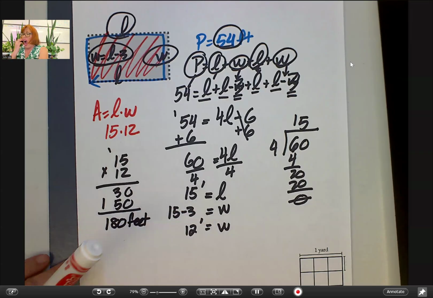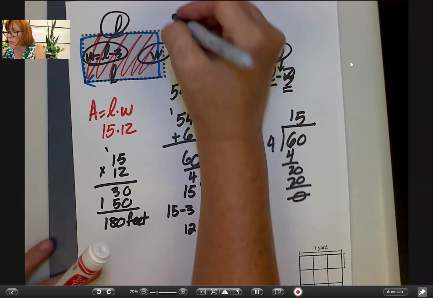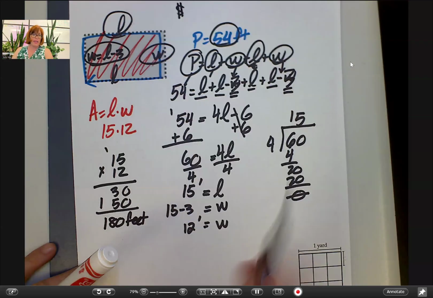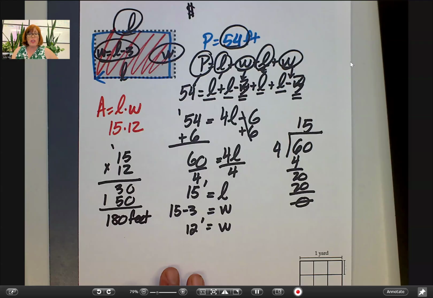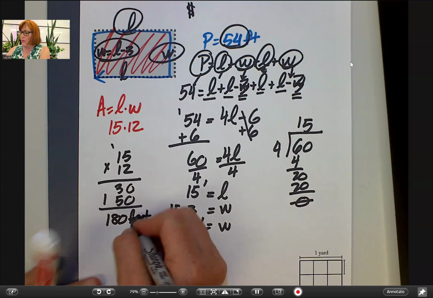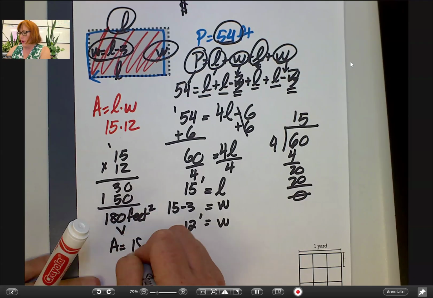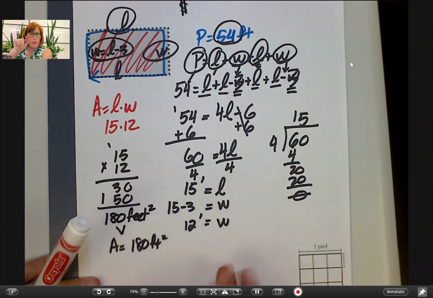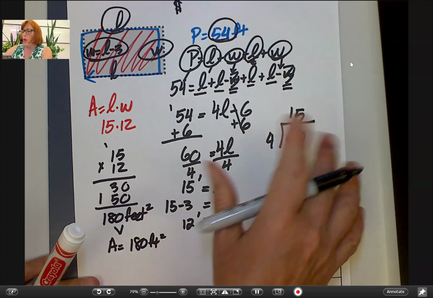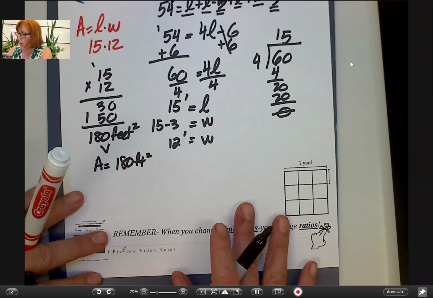Now, you're not done. Remember, what we're trying to do ultimately is get money. So I just found the area in feet squared. But really careful. Our concrete is in yards squared.